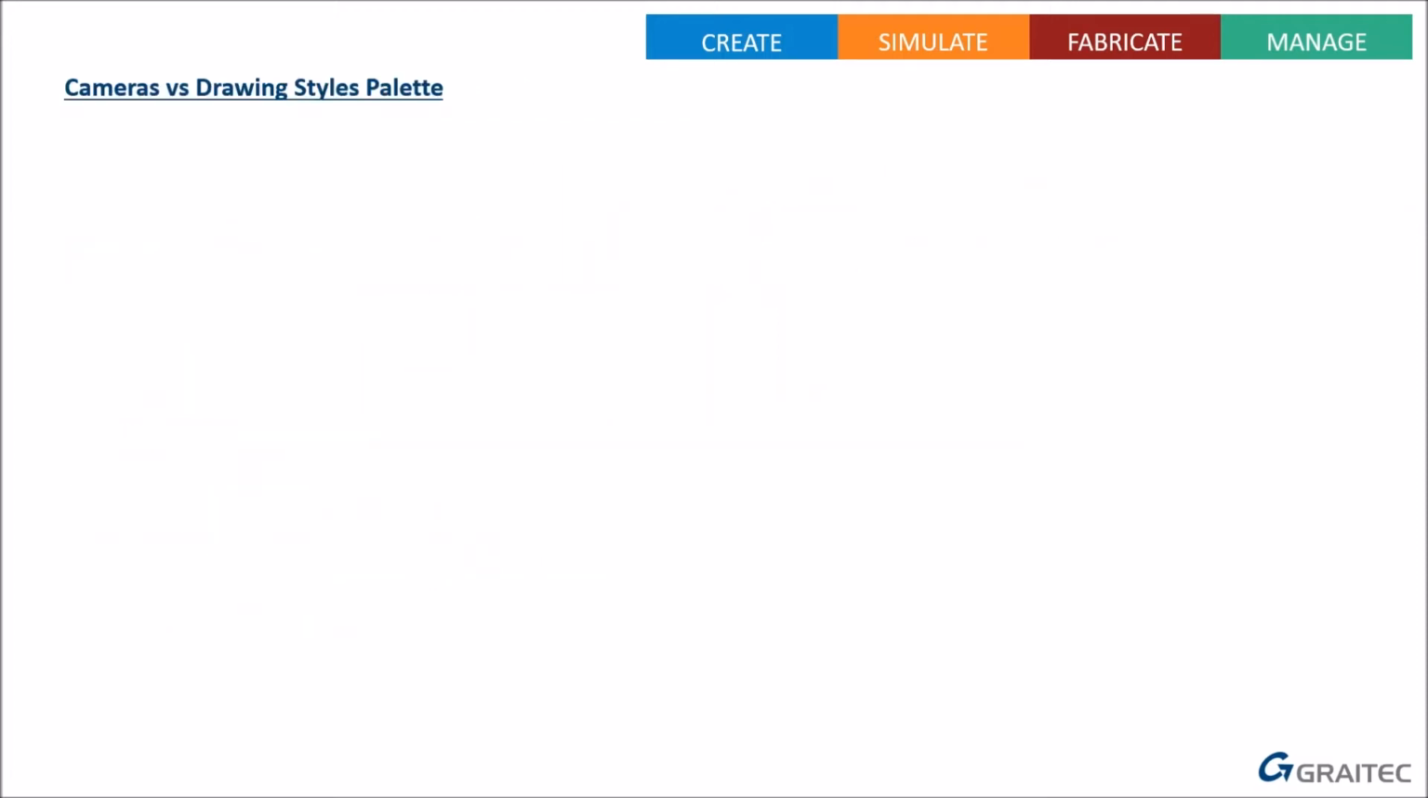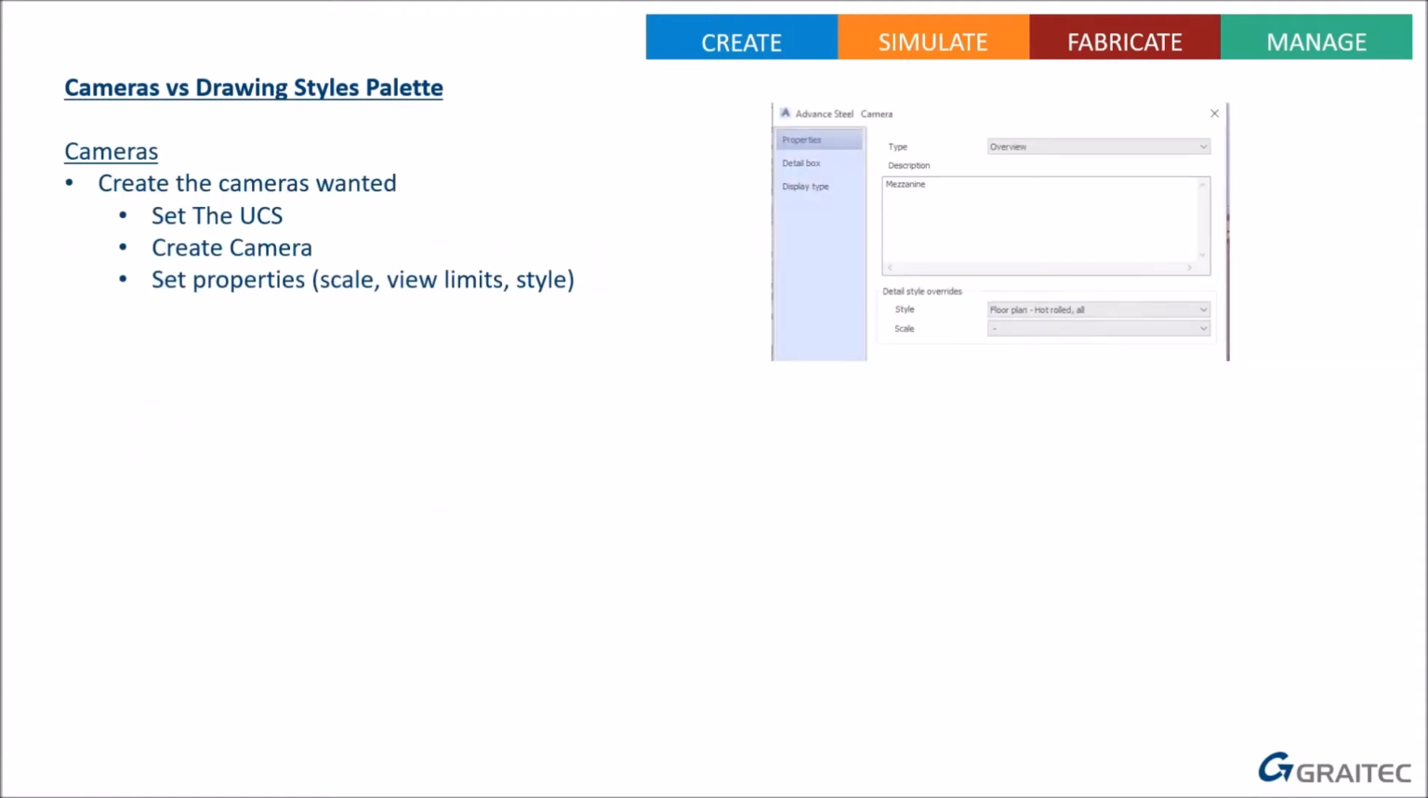So first one of those was, should you use cameras or should you use the drawing styles palette? If you use a camera, first of all you have to create one for each view you want. That means you have to set the UCS, use the create camera command, and fill in the camera properties such as scale, view limits and the style. And then once you've done all your cameras, you generate them using a drawing process.